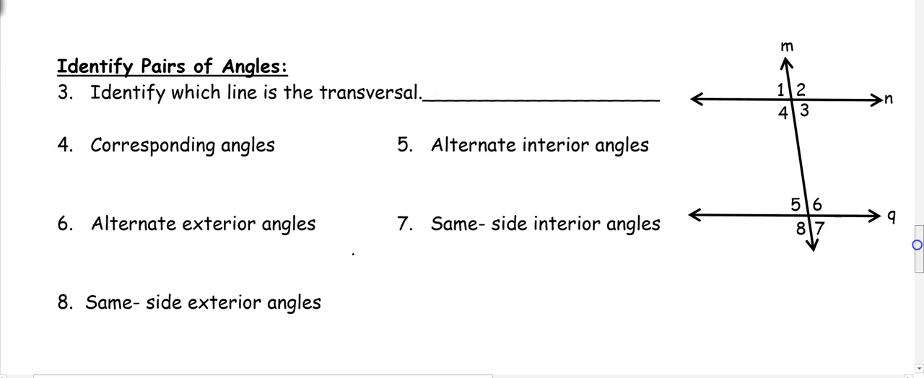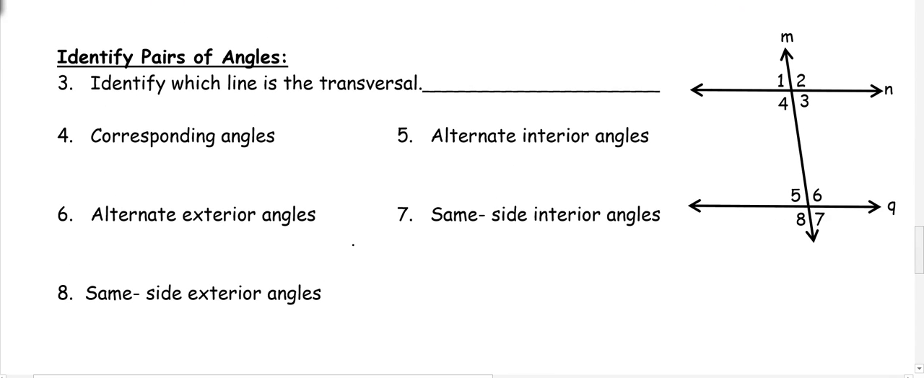So let's identify types of angles using a figure. So the first question says identify the line that's the transversal. So the line that's intersecting two or more lines in this case is this vertical line that's a little on a diagonal, line M. So we would say that our transversal is line M.